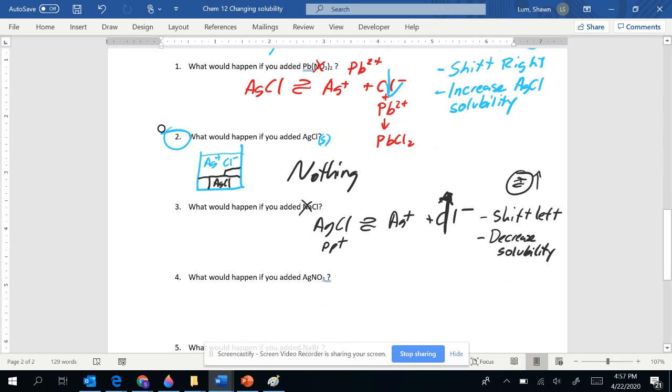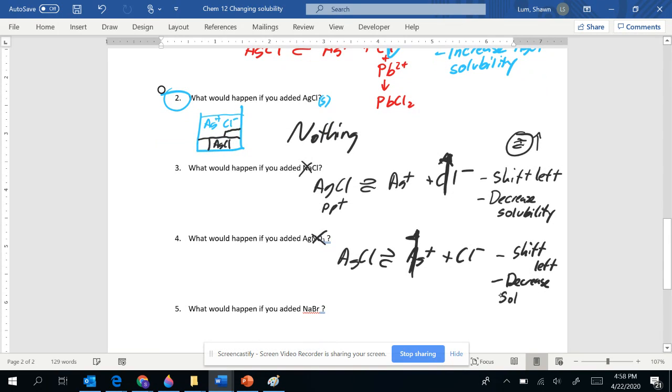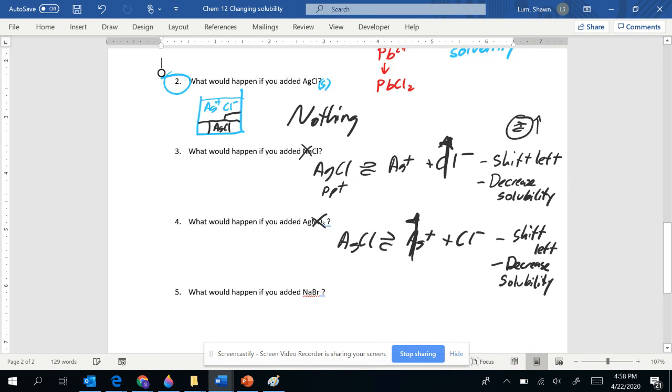What would happen if you added AgNO3? Again, we talked about this. NO3 is a spectator. We have AgCl, Ag plus Cl minus. We're going to be increasing this. That means it's going to be shifting left again. Shift left. And that means we're also going to decrease solubility. That's our answer.